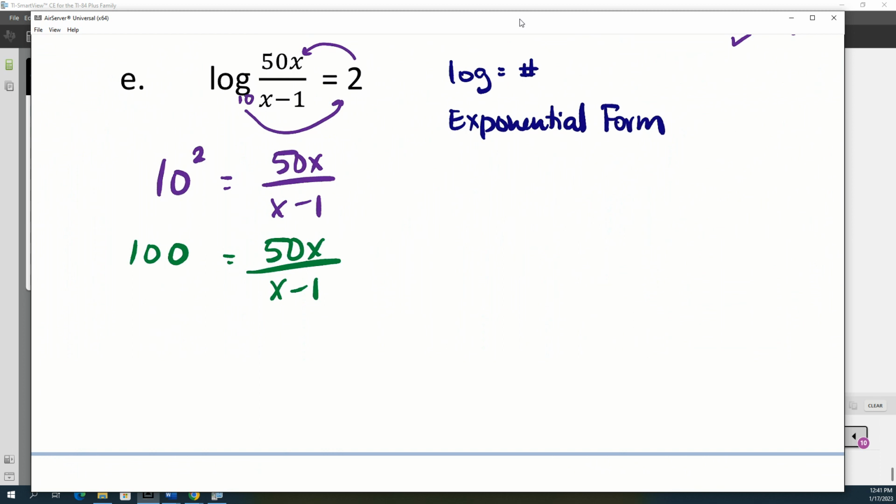I say this a lot to my pre-calculus class and sometimes my calculus class, but if you're solving an equation and there's something on the denominator or in the bottom that you don't want, do you guys know what to do with it to make it not in the bottom anymore? Just multiply by it. So if there's something in the denominator and I don't want it down there, just multiply. So it would be 100 times that, x minus 1, would just equal 50x.